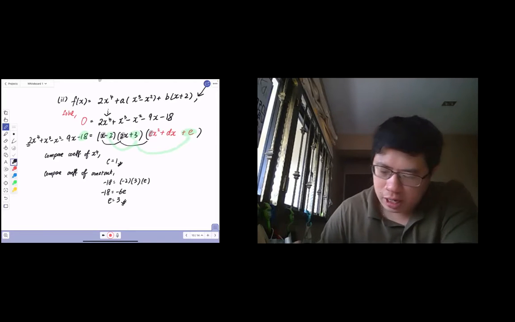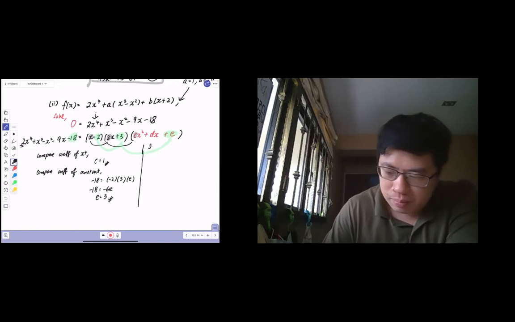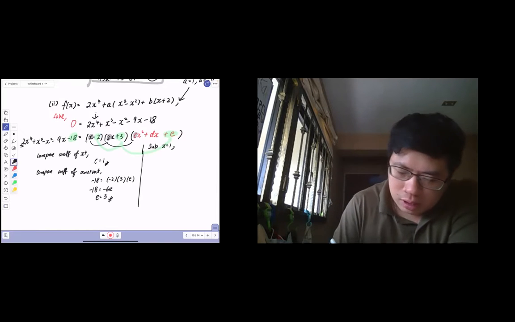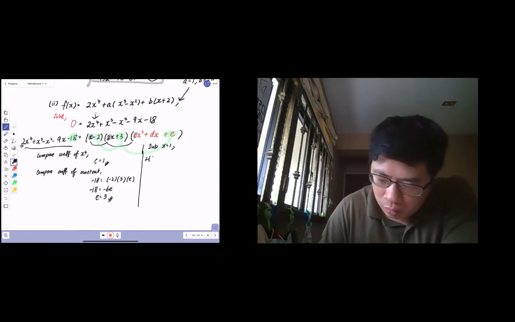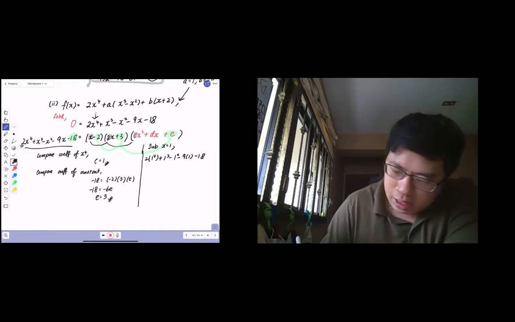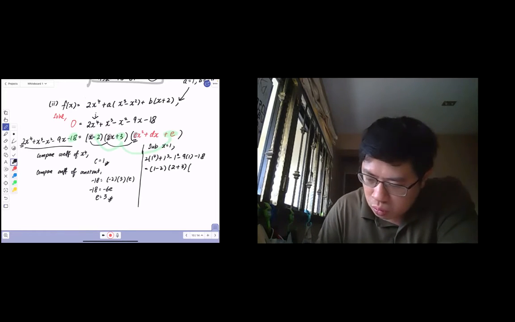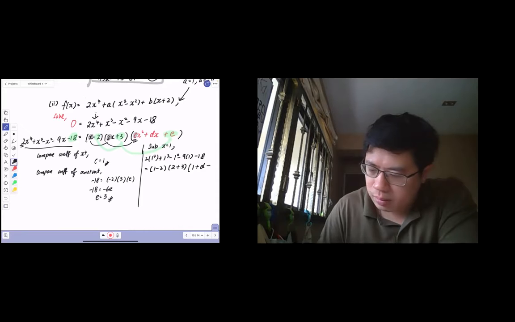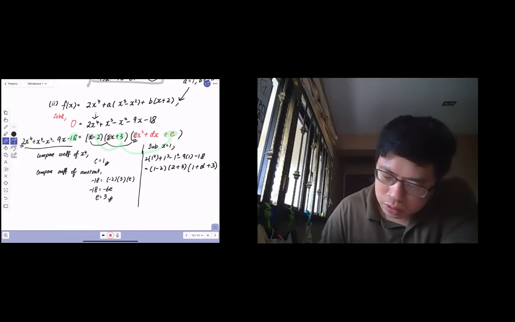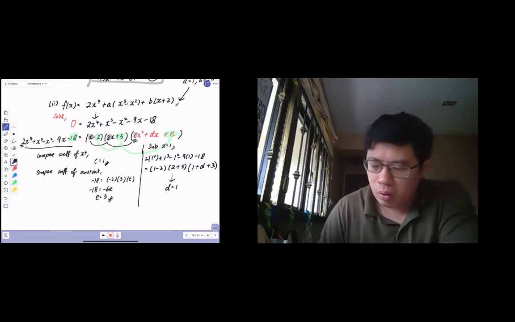d can be found using any value. So instead of comparing coefficients, which may be challenging, I'm just going to sub in x equals to 1. On the left hand side, 2 of 1 to the power 4 plus 1 cubed minus 1 squared minus 9 of 1 minus 18. On the right hand side, 1 minus 2, 2x is 2 plus 3, then c plus d. c is found earlier, so it's 1 plus d of 1 plus e is 3. So you just solve this. I'll leave it to you to work it out. You can also get that d is equal to 1.